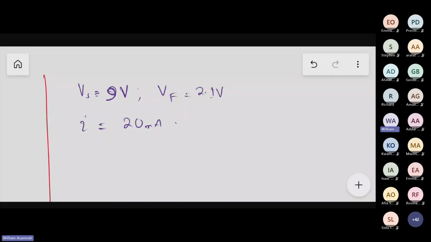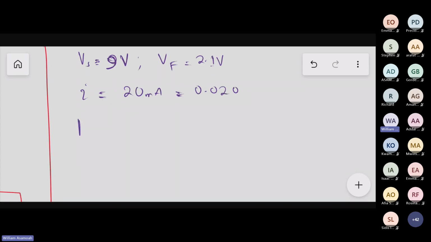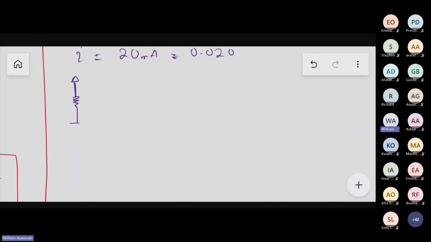You can also use 15 mA. The book calculation uses 15 mA, but I will use 20 because I want it to be very bright. So what resistance should we place on the line so that the LED will be as bright as it can be, meanwhile protecting it so it won't get burnt? So we have to calculate the value of R.